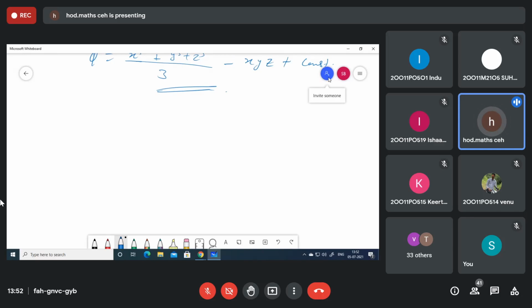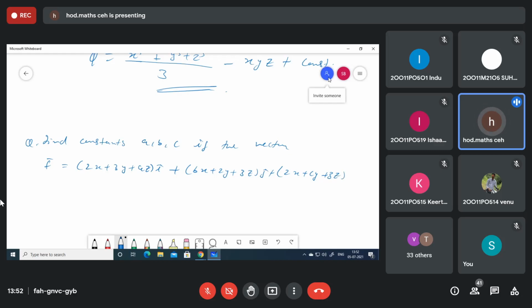Now they can ask a question in this form also. I want you people to solve this one. Find constants a, b, c if the vector f bar, which is 2x plus 3y plus az i plus bx plus 2y plus 3z j plus 2x plus cy plus 3z k is irrotational.